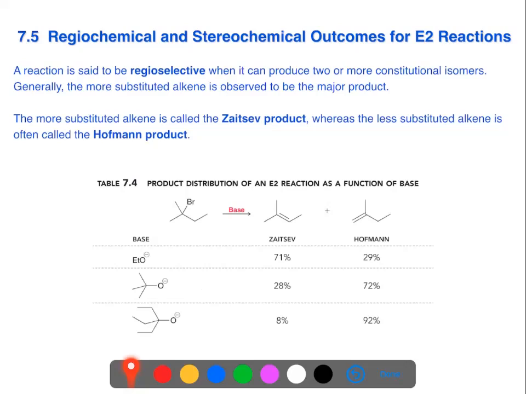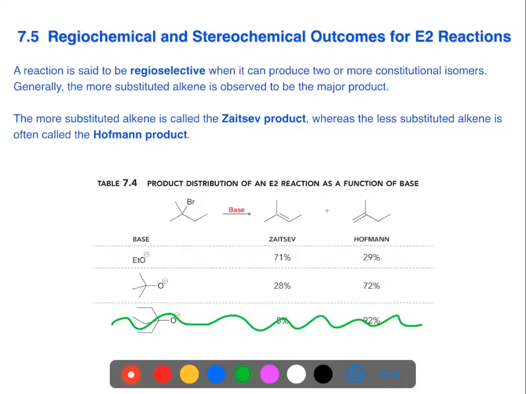A reaction is said to be regioselective when it can produce two or more constitutional isomers. In general, the more substituted alkene is observed to be the major product. We call this product the Zaitsev product, whereas the less substituted alkene is often called the Hofmann product. In table 7.4, we look at the product distribution of an E2 reaction as a function of the base that's used. For our purposes, we can ignore the last example, but we'll focus on the other two.